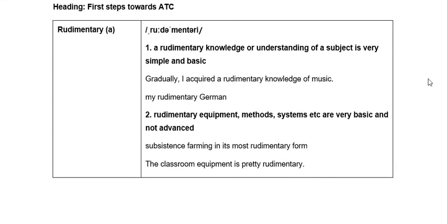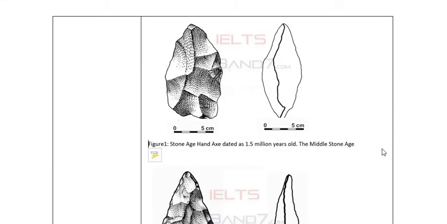For example, in a recent IELTS writing task 1 question, they asked you to describe a piece of stone equipment. And then you can actually use the word rudimentary to describe that stone equipment. For example, here, there are two forms of that stone equipment, and you can see it's very rudimentary in the first picture. Therefore, in task 1 of the writing test, instead of saying a piece of equipment is basic, is very simple, you can say that piece of equipment is rudimentary.